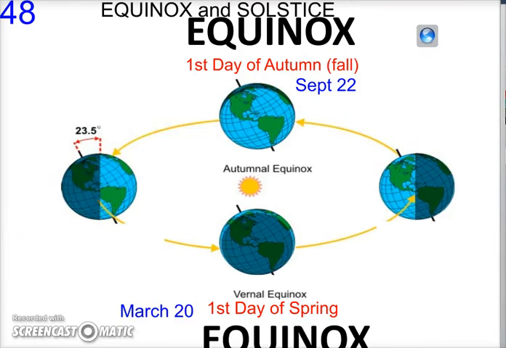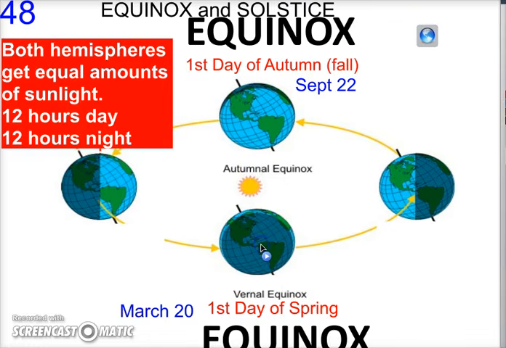On page 48, we're going to be continuing your notes, explaining the difference between an equinox and a solstice. So really quick review from yesterday. Yesterday we discussed the equinoxes that happen twice a year, the autumnal equinox and vernal equinox. And just to remind you that this equinox means that both hemispheres are receiving equal amounts of sunlight, 12 hours of day and 12 hours of night.